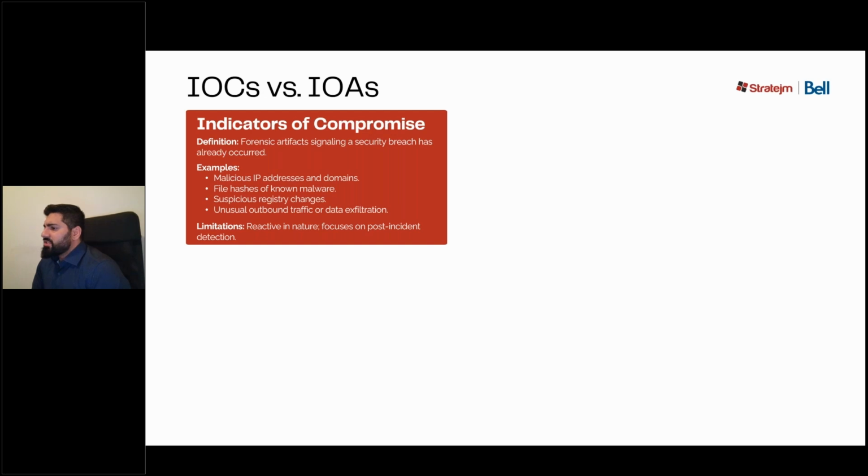Now, there are some limitations when it comes to IOCs, right? IOCs are reactive in nature. That means if you discover an IOC, it means that an attack has already occurred, right? IOCs can easily be changed by threat actors, right? So cyber criminals are frequently modifying malware signatures, frequently modifying the IP addresses, frequently changing the IOCs, so they become less effective against sophisticated threats.